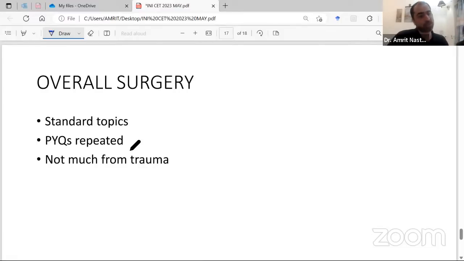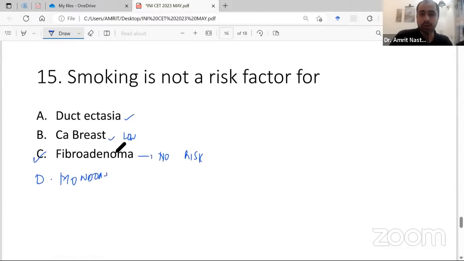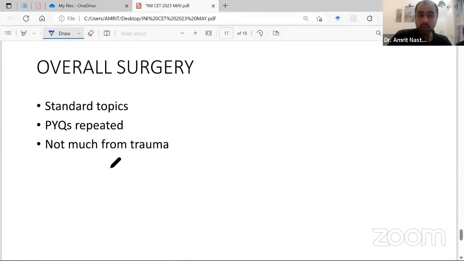All right, risk factor was asked. So the odd one out is going to be fibroadenoma. Otherwise, ductectasia, CA breast, Mondor's are related to smoking, multiple correct, yes. So let me know if there was anything which requires correction, but I think surgery was very manageable.